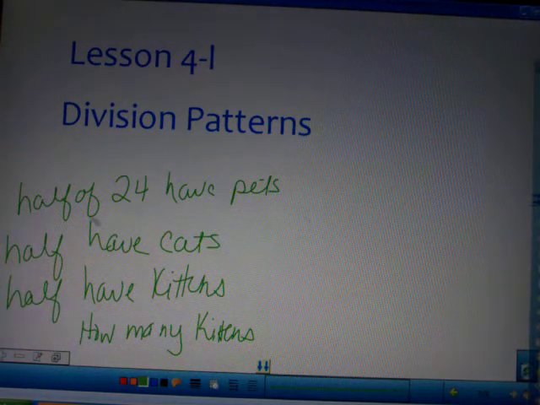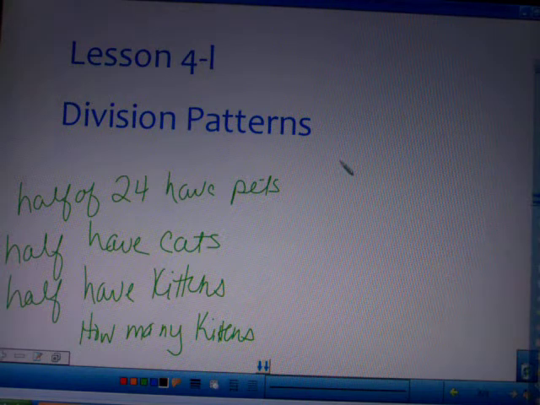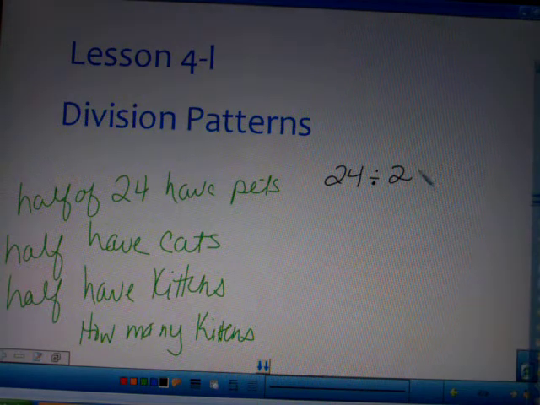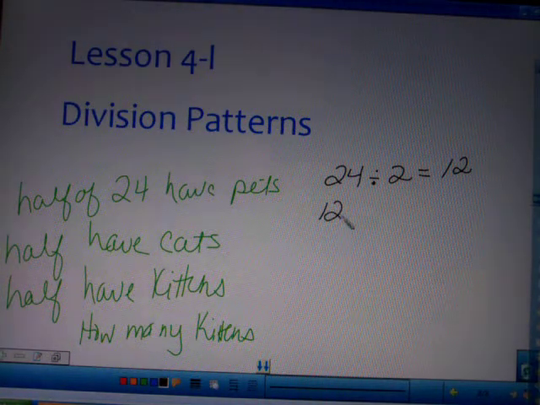So this is how it's written in words, with my wonderful scratchy handwriting. Half of the 24 have pets. The way we can represent half is doing 24 divided by 2. If I ever divide by 2, I will get half of whatever I'm starting with. So 24 divided by 2 is 12. So 12 students have pets.